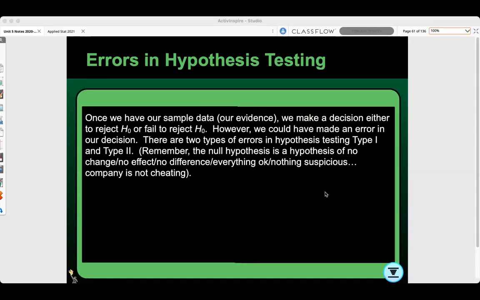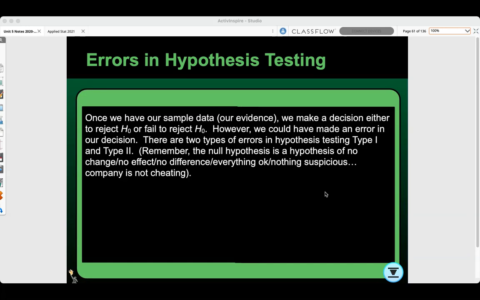Today we're going to talk about errors in hypothesis testing. Once we have our sample data, our evidence, we make a decision either to reject the null hypothesis or fail to reject the null hypothesis. However, we could have made an error in our decision. There are two types of errors in hypothesis testing, type 1 and type 2.